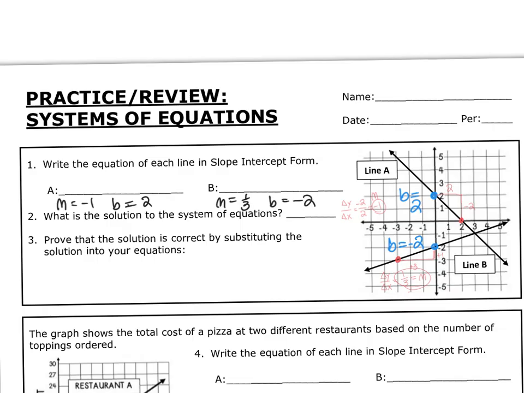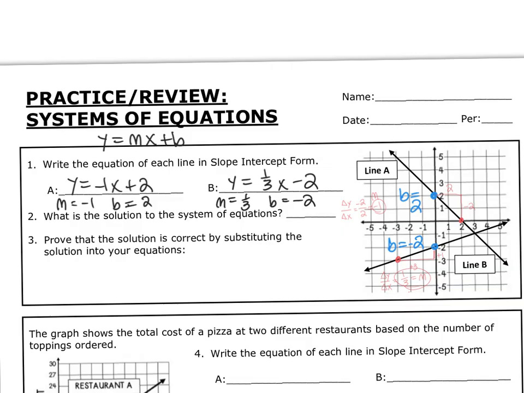Beautiful. So now let's remember what our formula chart says. It says y equals mx plus b. And it also tells us that m represents the slope. So really it tells us everything we need. All right, so y equals, instead of m, I'm going to write -1. So y equals -1x plus b, which is 2. For line B, I have y equals 1/3 x minus 2.